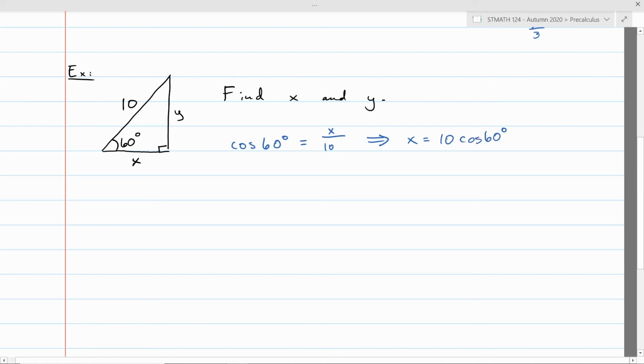But from the unit circle, I know the multiples of 30 degrees, I can get exact values for those. So cosine of 60 degrees, let's see, that's going to be 1/2. So this is 10 times 1/2, which is equal to 5.